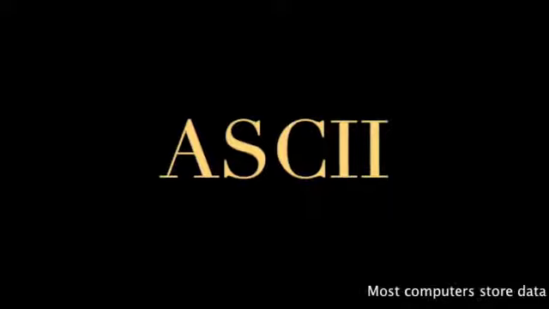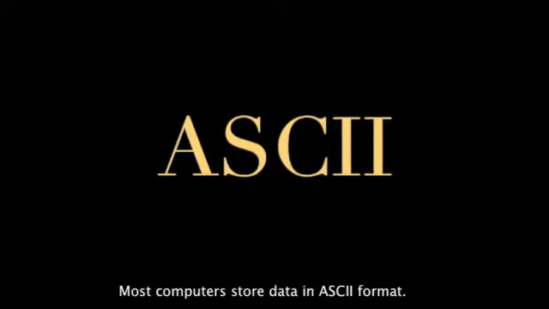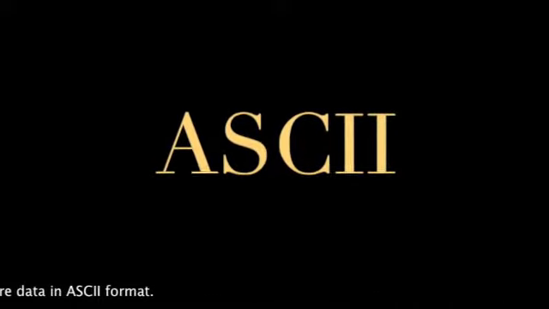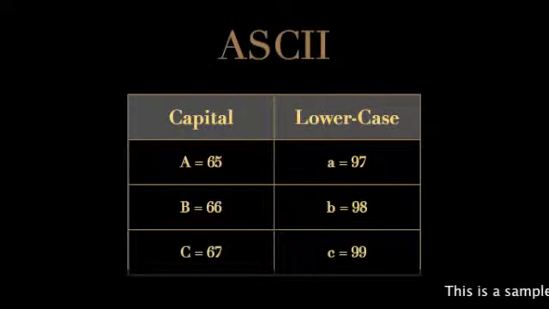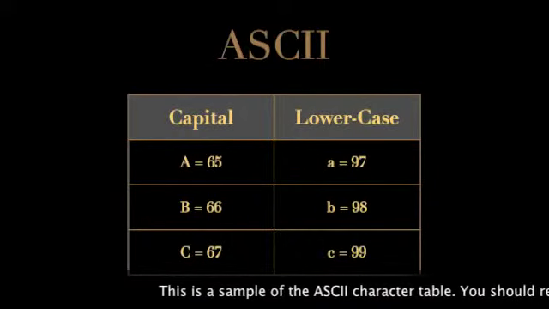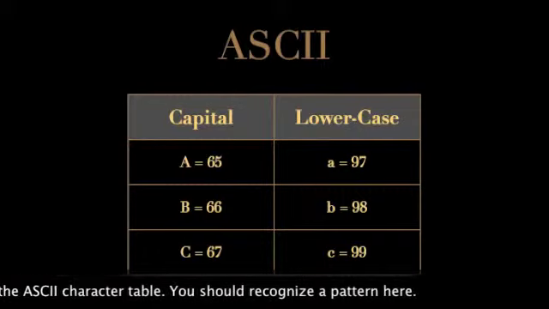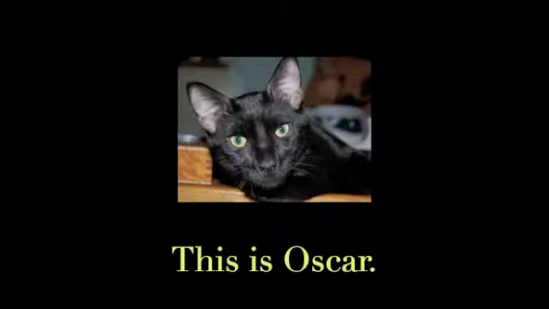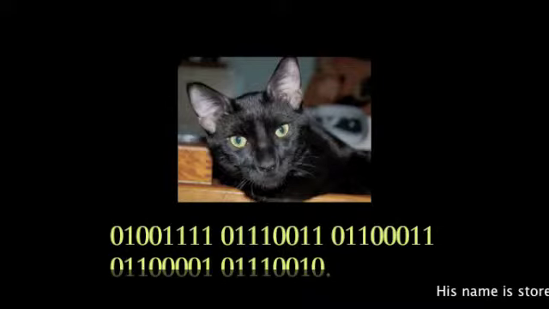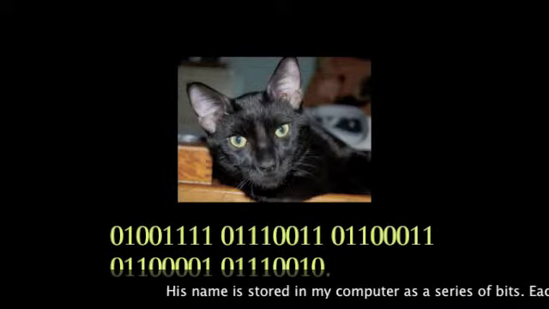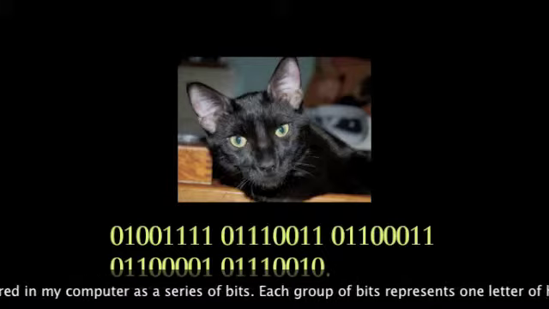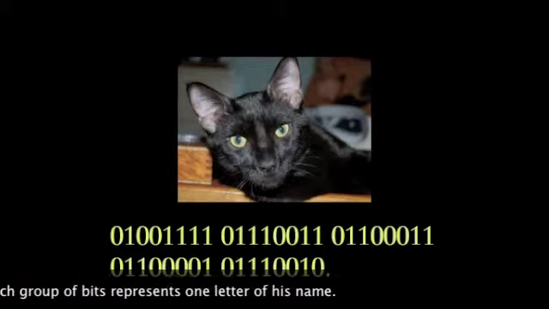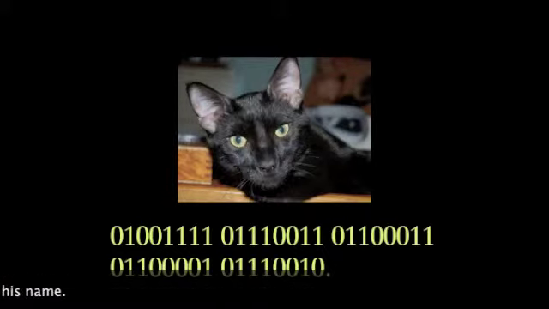As you know, most computers store data in the ASCII format. This is a sample of the ASCII collating sequence. Meet Oscar. This is what his name looks like stored in the computer. Each group of bits represents one letter of his name.